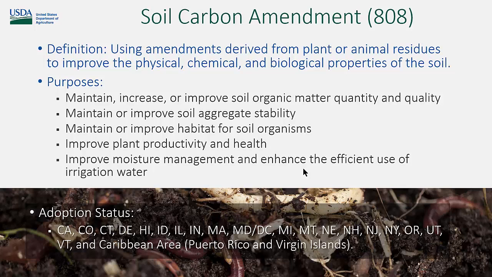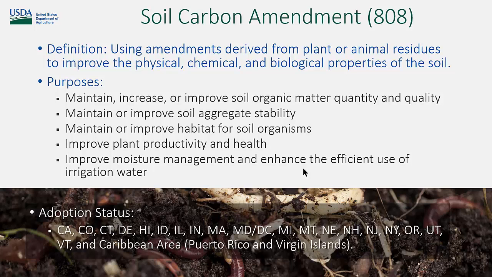The definition was not so easy to come by because we really wanted to limit it to organic carbon sources, but there's some confusion between the National Organic Program and what it means to be an organic amendment. And so we tried to remove the word organic from the definition without diluting what we wanted to mean. And so basically we're saying using amendments derived from plant or animal residues that will improve the physical, chemical, and biological properties of the soil.